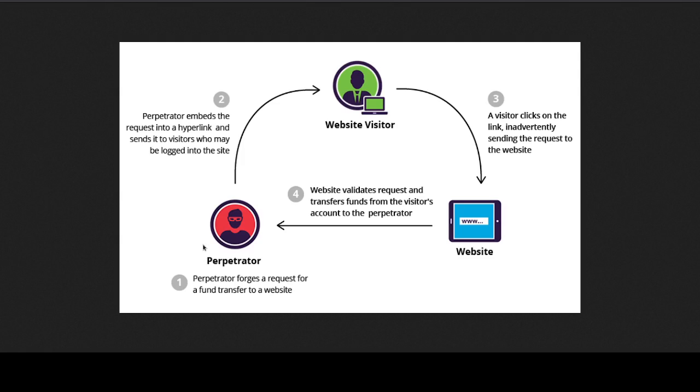Once again, cross-site request forgery. A perpetrator forges a request for a fund transfer to a website. The predator embeds the request into a hyperlink, like I just did, and sends it to visitors who may be logged onto the site. So any visitor that hits that site, that hyperlink lives there. It can be a big box that encompasses the entire page, or it could be limited to just a link that's overlaid and superimposed on top of a real link.